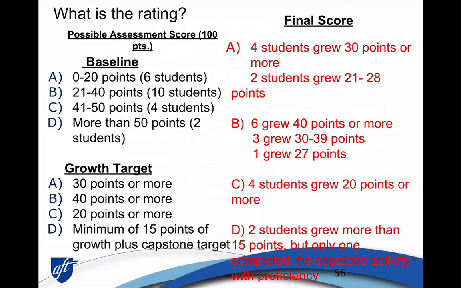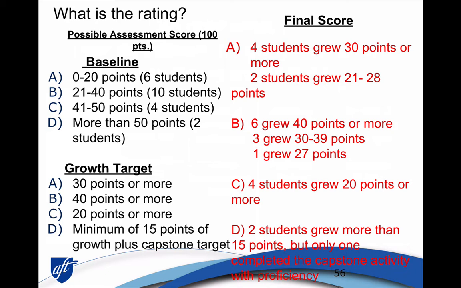So the educator set the growth target as follows. Those Group A students, he or she was expecting to grow 30 points or more at the time of the post-assessment. Group B was expected to grow 40 points or more at the time of post-assessment. Group C, 20 points or more. And Group D was expected to grow a minimum of 15 points plus growth based on a capstone target.